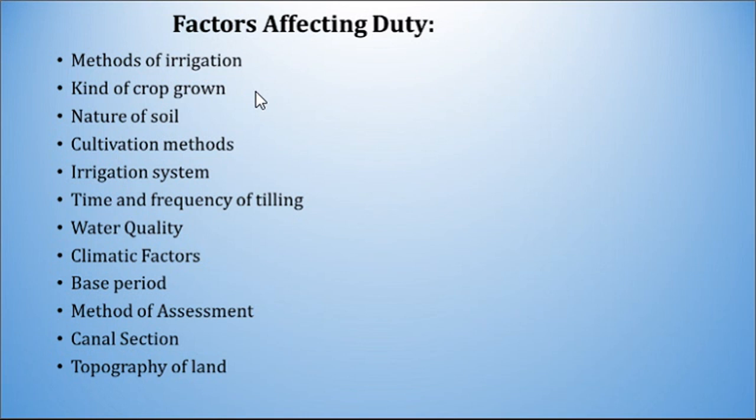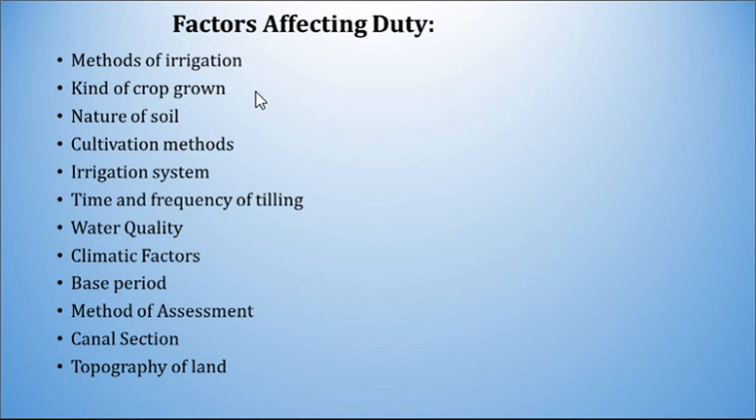So in case of rice, the duty will be less, whereas if we cultivate wheat, on the other hand, wheat will require less quantity of water for its growth as compared to rice, and the depth of water will be less. Water consumed by wheat will be less than rice. Therefore, it will allow more area to be irrigated with the same quantity of water, and thereby the duty in case of wheat will be more.